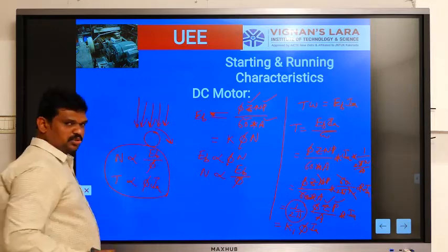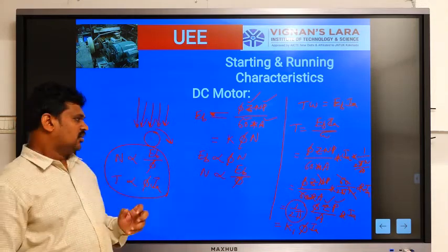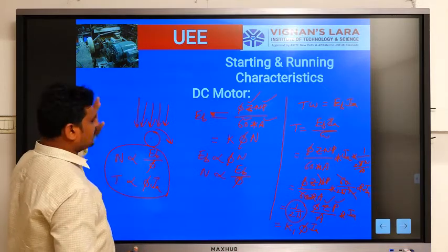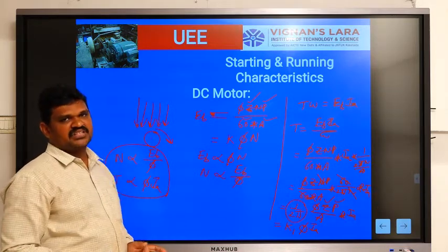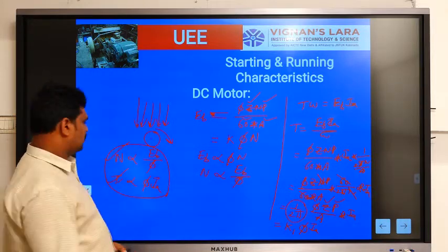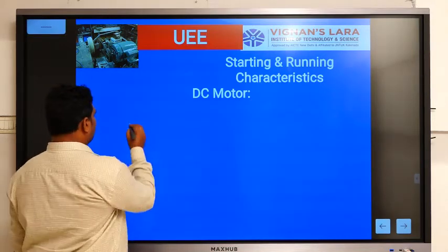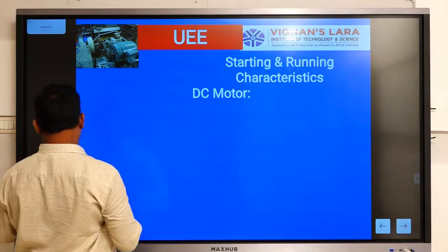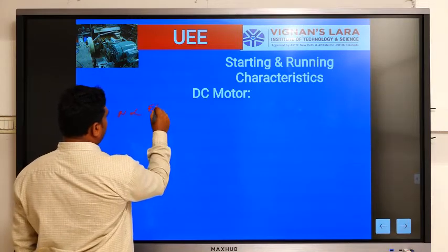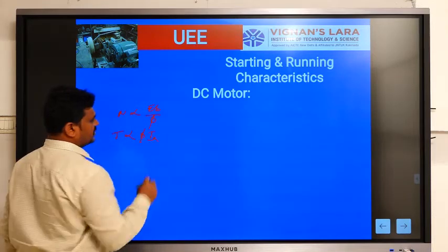So by using these two formulas, we draw the starting characteristics and running characteristics or operation characteristics of the machine. So these two formulas are very, very essential. So now my conclusion: N is proportional to EB by phi and the torque is proportional to flux into armature current.